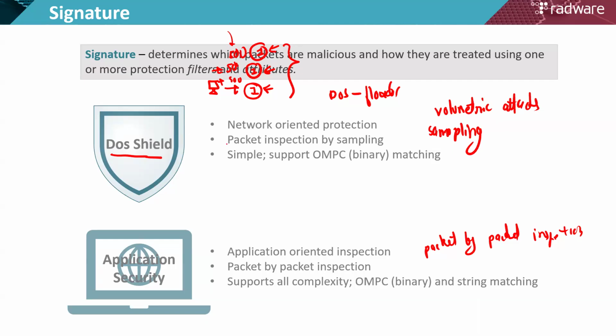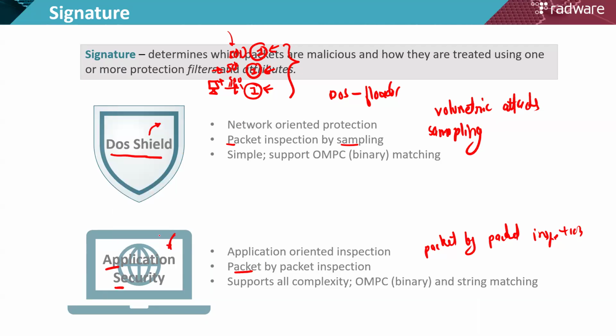So here we are not doing packet by packet inspection. We will just be doing sampling. DOS Shield helps with that. More on this would be covered in the Defense Pro level 2 training, where we dive deep into how DOS Shield works. Under application security, we are inspecting packet by packet. So every one of the 500 packets, 1, 2, 3, 4, 5, till 500, would be inspected by these particular signatures. And it is done.